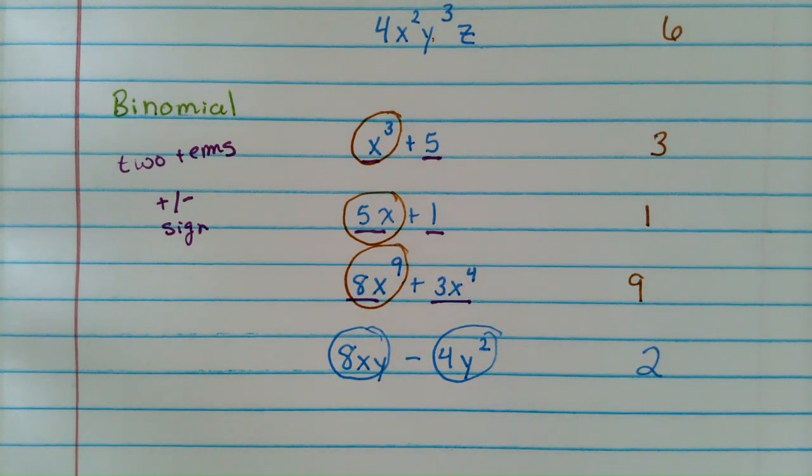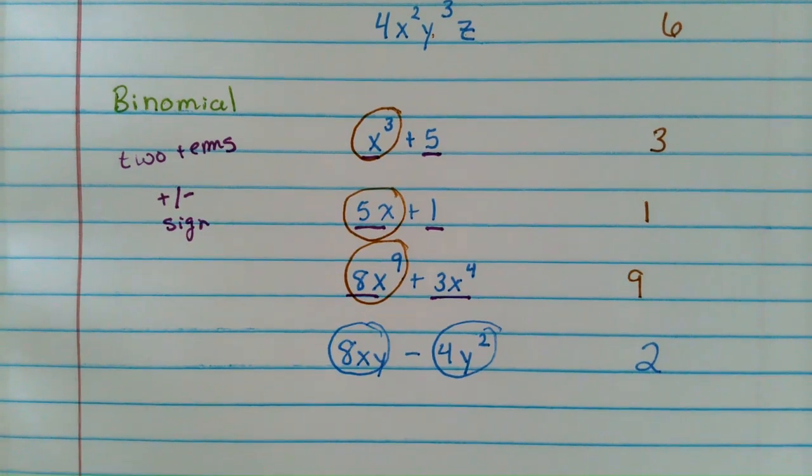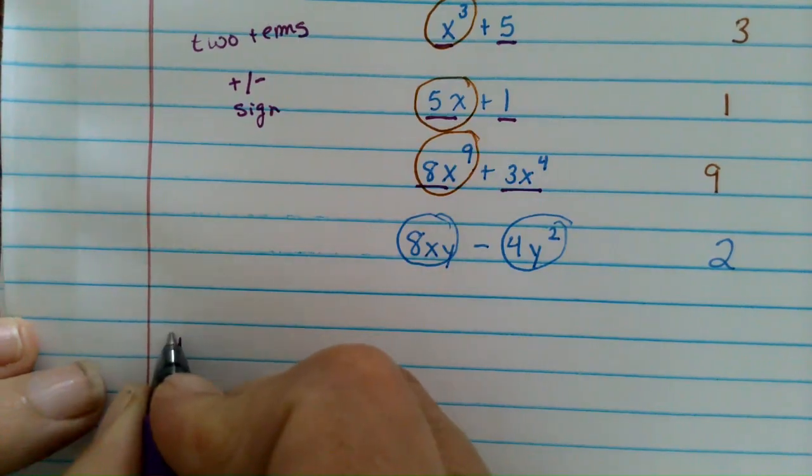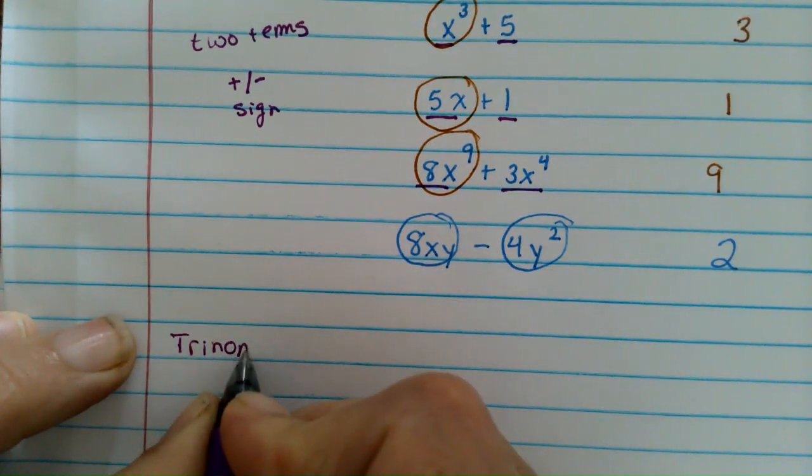The last polynomial I'm going to talk about is a trinomial, which is just an extension of the others. So a trinomial is going to have 3 terms.